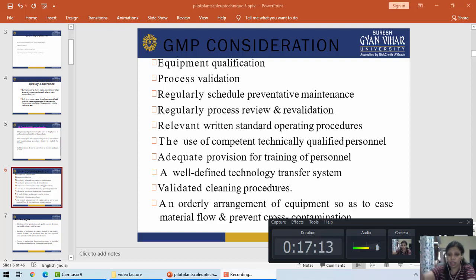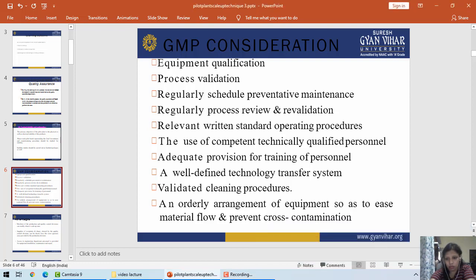So what will happen after compression? You have to come back and place the compressed tablet into that coating pan. Okay, so this is not called the proper arrangement. As per the GMP, there should be an orderly arrangement of the equipment related to any product, so that the material flow is easy, and it also prevents cross contamination.